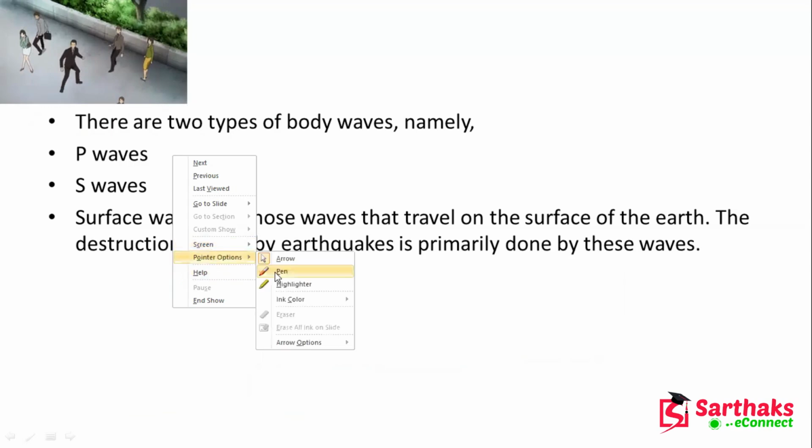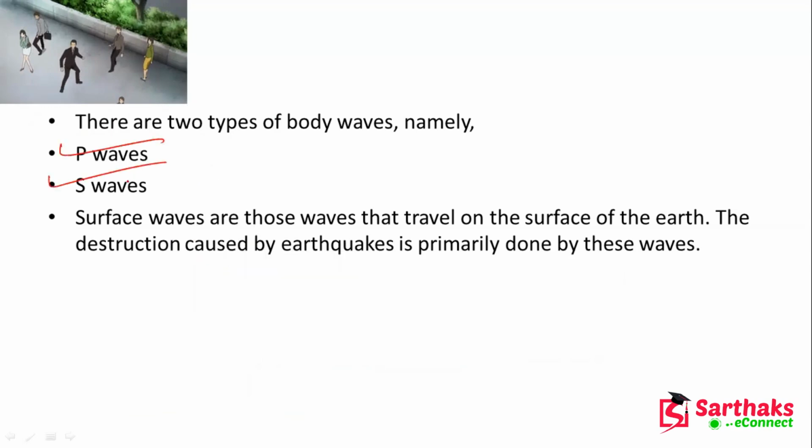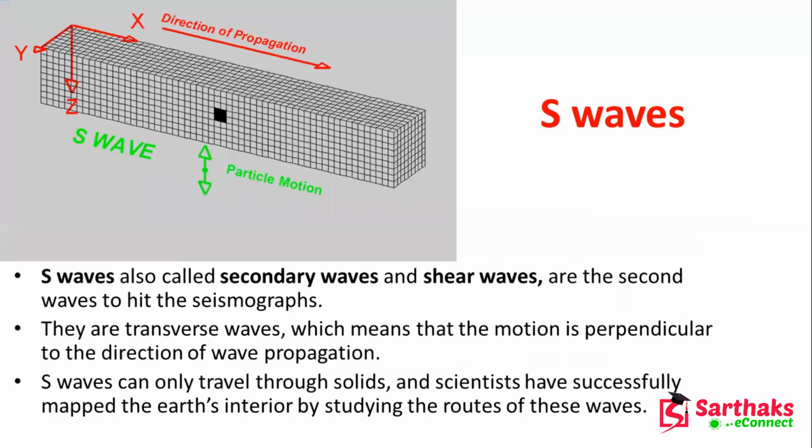I have already told you about P waves and S waves. And surface waves are those waves that travel on the surface of the earth, and the destruction caused by earthquakes is primarily done by these waves.